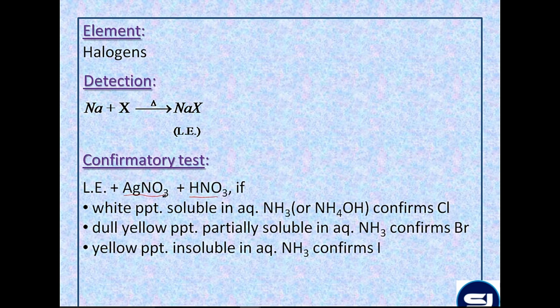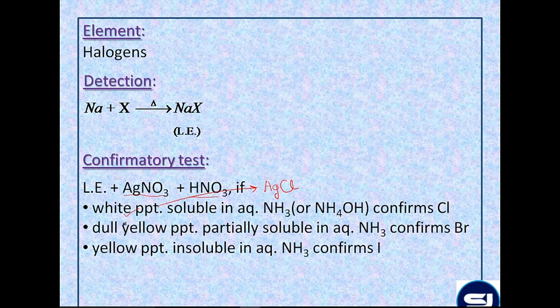Now, on reaction with silver nitrate in presence of nitric acid, if there is a formation of white precipitate and it is soluble in aqueous ammonia, which is ammonium hydroxide, it confirms the presence of chlorine. And obviously, the white precipitate over here corresponds to AgCl. The white precipitate corresponds to the formation of silver chloride.